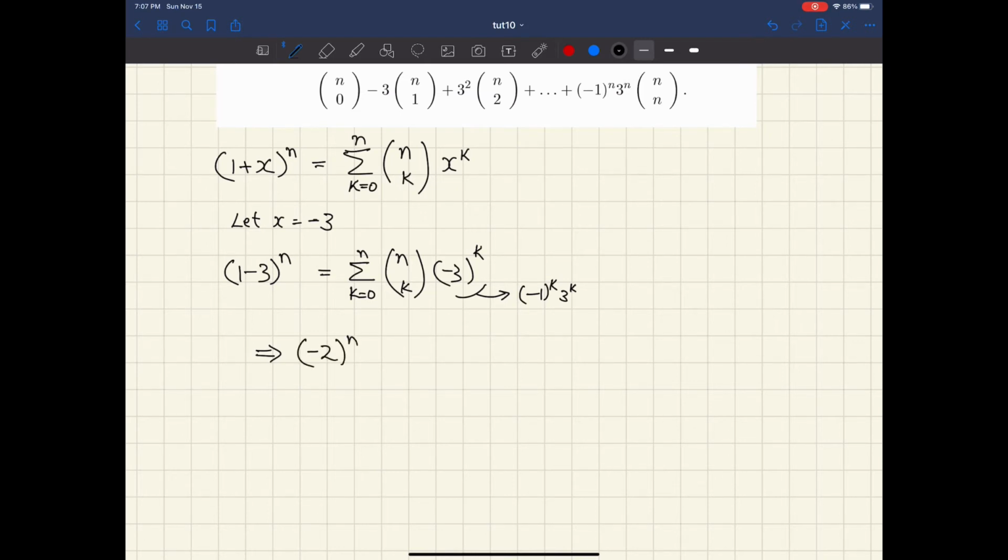But on the left hand side, that is what our summation basically is, which is minus 2 to the power n. And that's our solution.